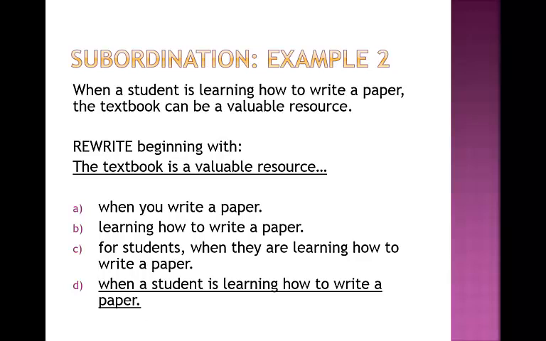The other reason is, if you've noticed, when we rewrote this sentence and did not start it with the conjunction, the comma seemed to disappear. The textbook is a valuable resource when a student is learning how to write a paper. When you use a subordinating conjunction in the middle of a sentence, very rarely will you need a comma. The only time you need the comma to connect it to the rest of the sentence is when you start the sentence with the conjunction. Okay?